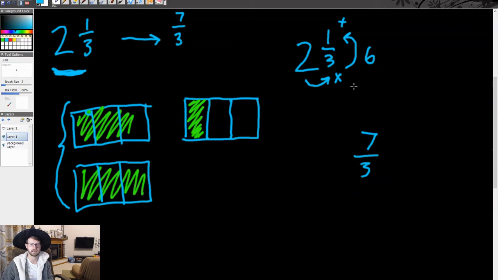Either way gets us the same answer. This one isn't as clear to see what I'm doing while I'm doing it. So if you need to use the model for now, that's fine. But we want to kind of get you to this faster way. That's kind of our goal as mathematicians, right? To do it the fastest way that we can understand that makes sense to get to the right answer.